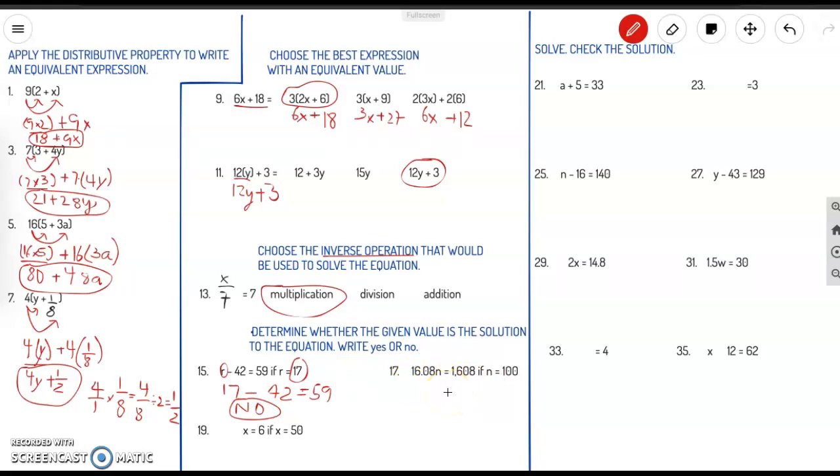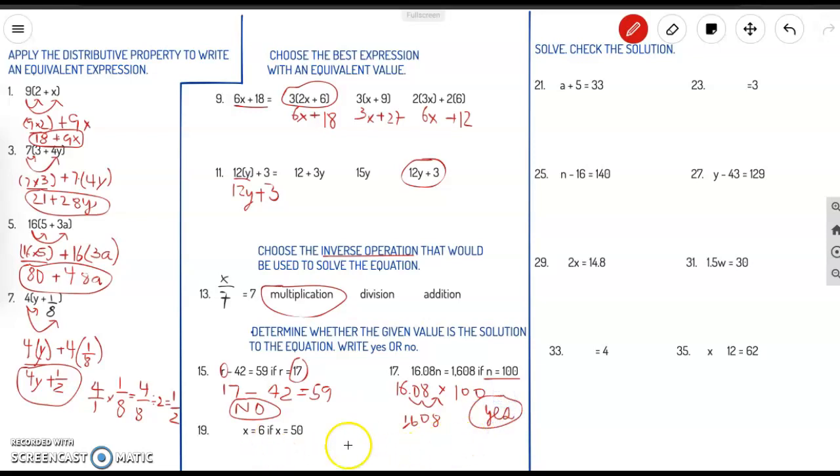17. 16.08 n equals 1608 if n equals 100. So we're multiplying here. We're doing 16.08 times 100. Who remembers the shortcut of multiplying decimals by powers of ten? You're moving the decimal to the right or left? The right, 2 places because this is 100, 2 zeros. So the decimal will go all the way to the end of the number. So that becomes 1608. So is this true? Yes, sirree, it is.